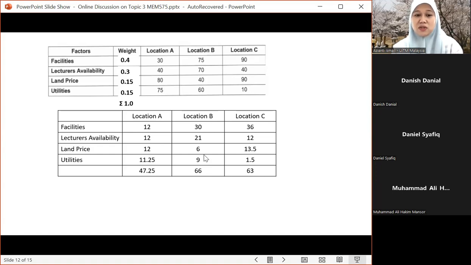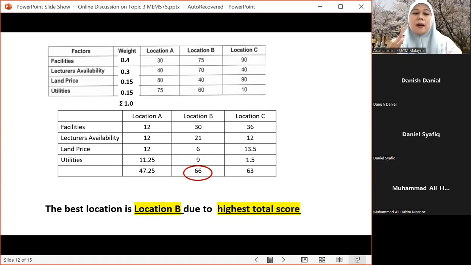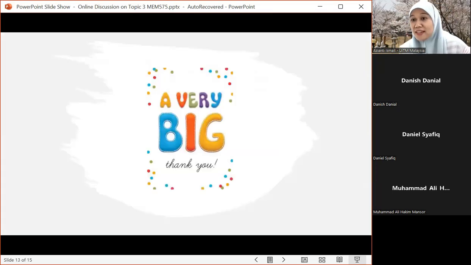And you want to make a decision on which location is the best. For the score, we want to get the highest score possible. So between these 3 locations, we know that location B got 66. So is it finished yet? No, you have to answer the question. The best location is B. Why? Due to the highest total score. Simple as that. Only then are you finished and get 10 points. Okay, so I think that's it.